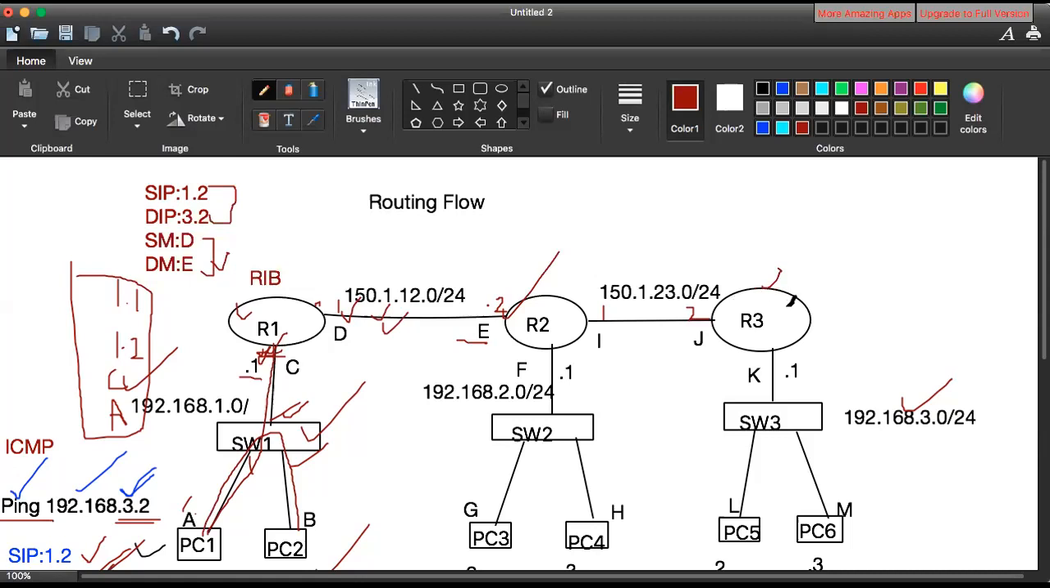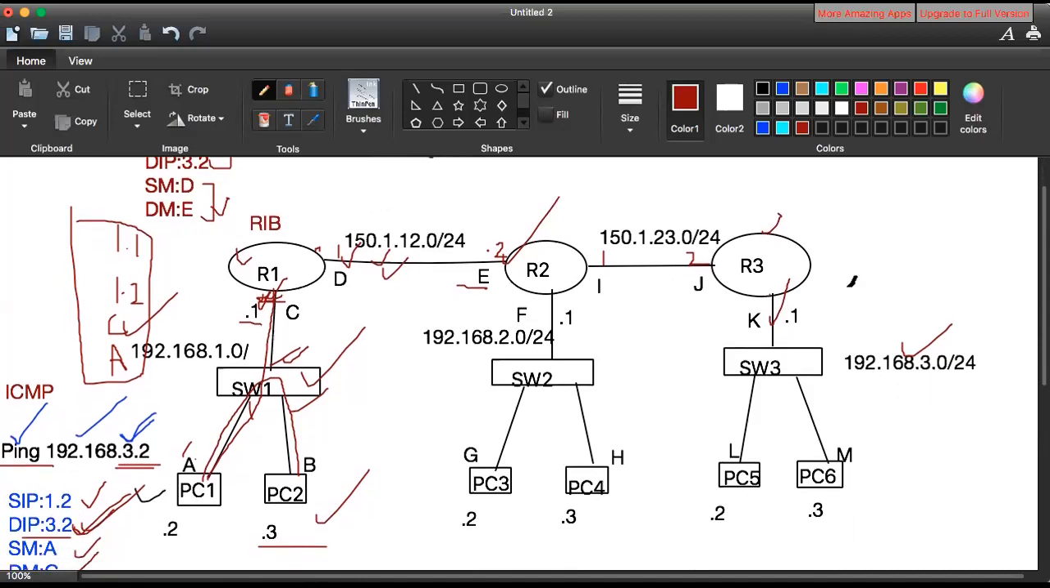Perfect. So R3 is going to open the layer 3 header and check source IP and destination IP. Since the 3.0 network is directly connected over here, R3 doesn't need routing for this, as in it doesn't have to learn from anywhere, because it knows this is directly connected to it. And it would check the source MAC and destination MAC. Now R3 is going to process this packet with source IP, destination IP, source MAC, and destination MAC.